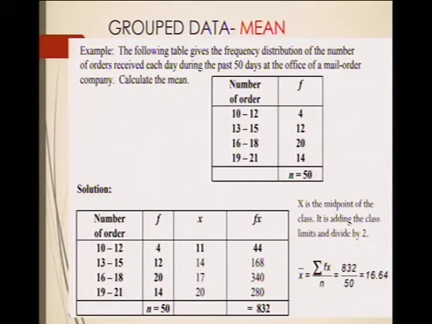The first one was ungrouped, because there were no classes. But if you look on the screen now at the number of orders, it says 10 to 12, which means all the numbers between 10 and 12 were brought together and they were counted. That's why you have at F, which is the frequency, there were 4, and 13 to 15 there were 12. Okay, now this is grouped. The way we calculate this grouped data is not the same as we did with the ungrouped.